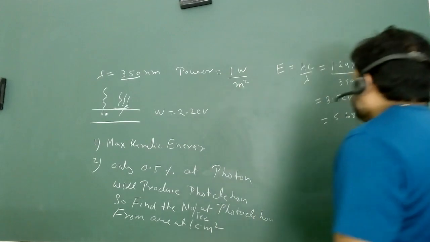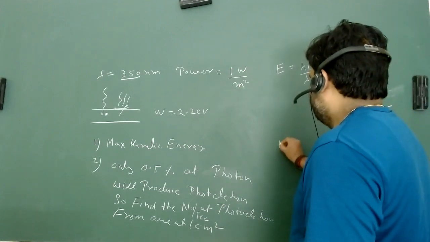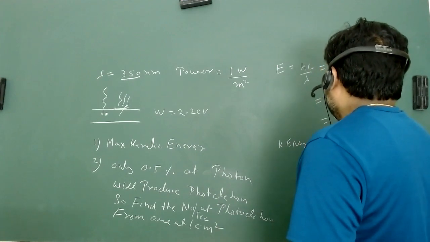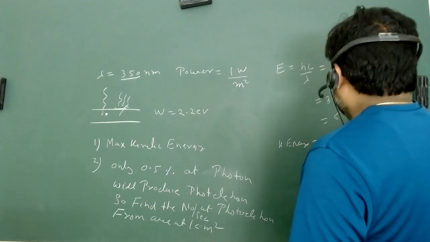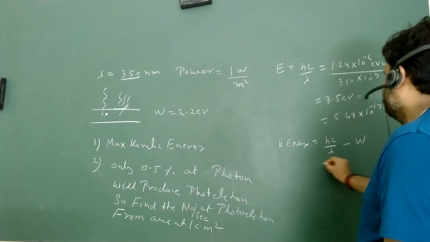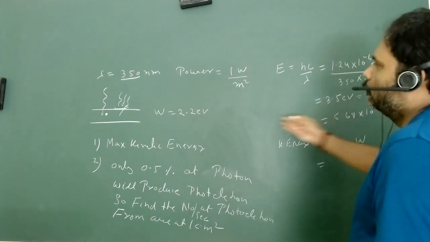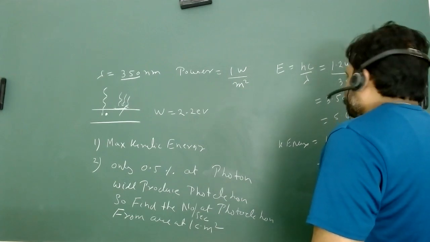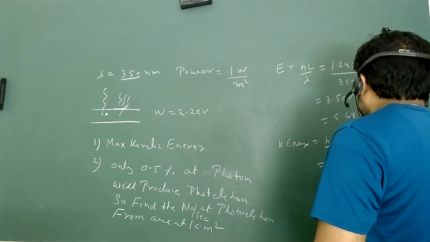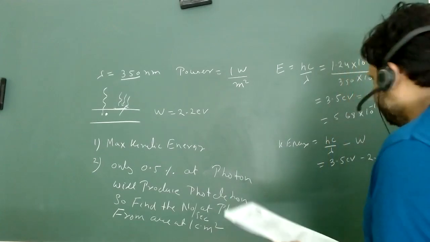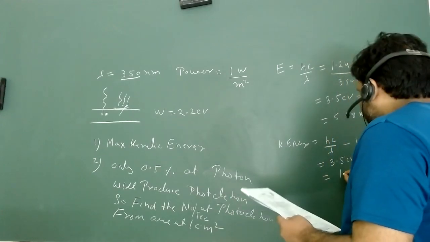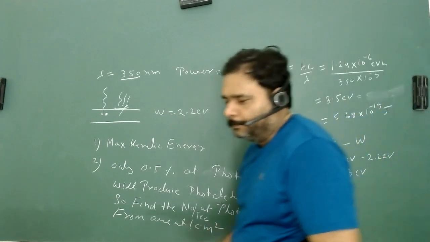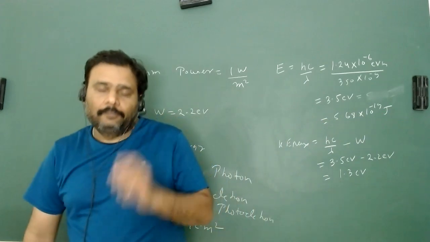So the maximum kinetic energy is given by hc upon lambda, this value, minus the work function. The work function is given in electron volt, so this will be 3.5 electron volt minus 2.2 electron volt. So we have 1.3 electron volt. The first question is very straightforward, but the second question is very interesting.